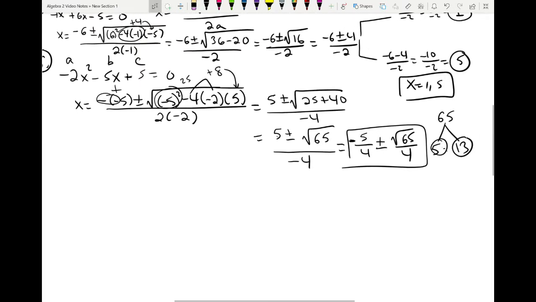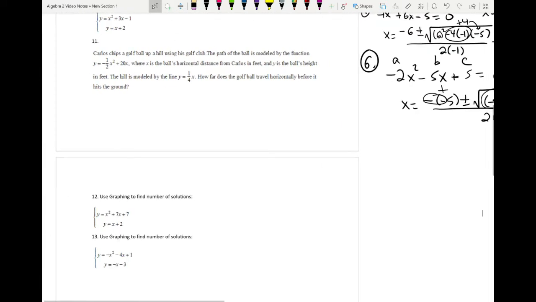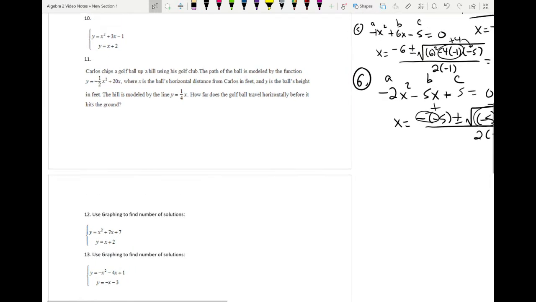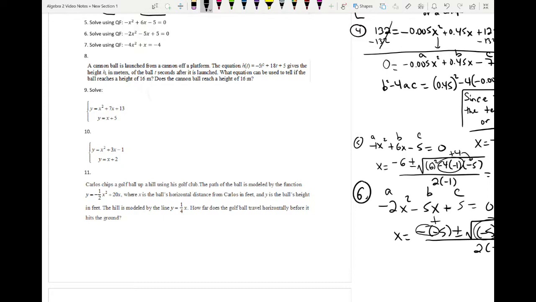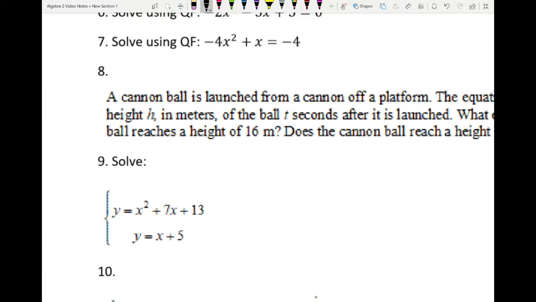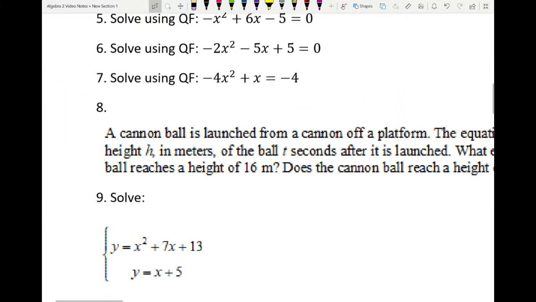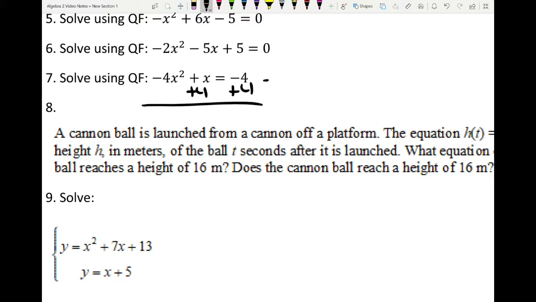All right, so let's look at number 7. This one looks a little different because you see that the one side is not equal to 0. This negative 4 needs to be moved over to the other side. So we need to move that over by adding it to both sides before we even use the quadratic formula. So we got negative 4x squared plus x plus 4 is equal to 0. Now we can use the quadratic formula for that.